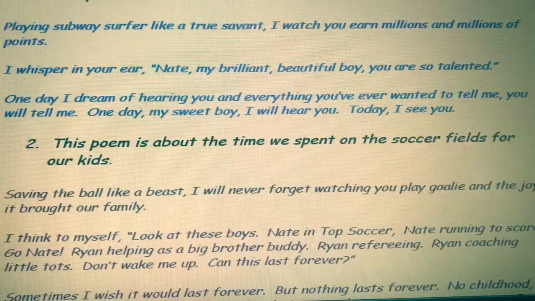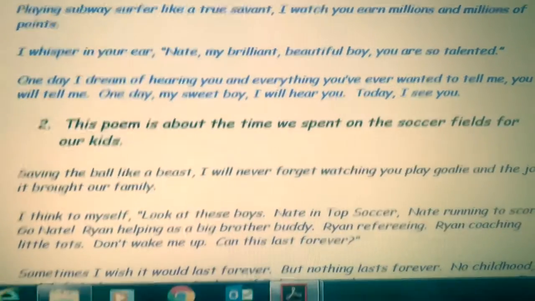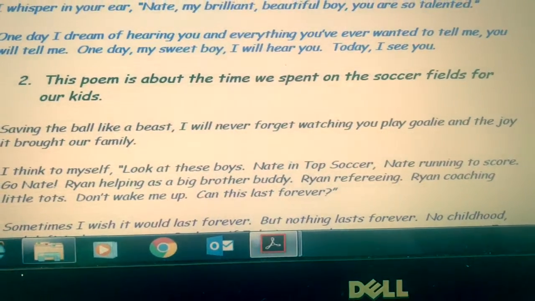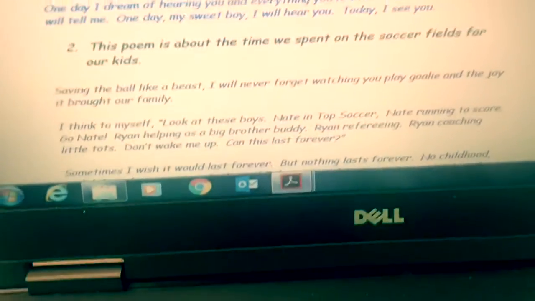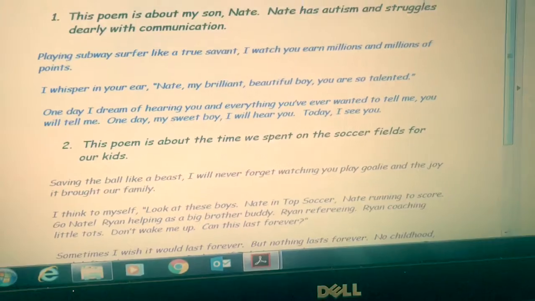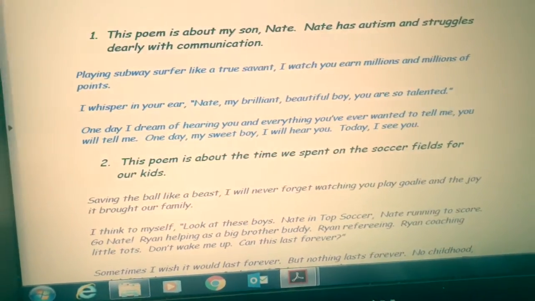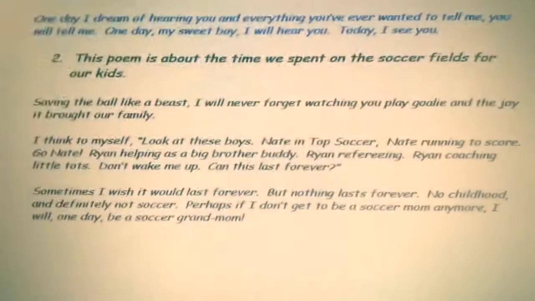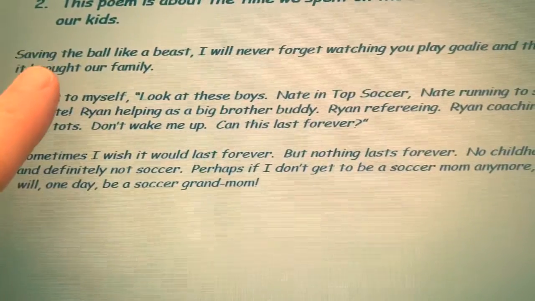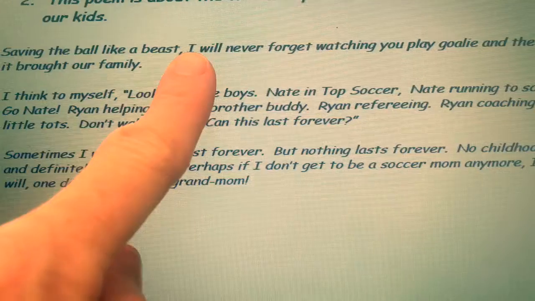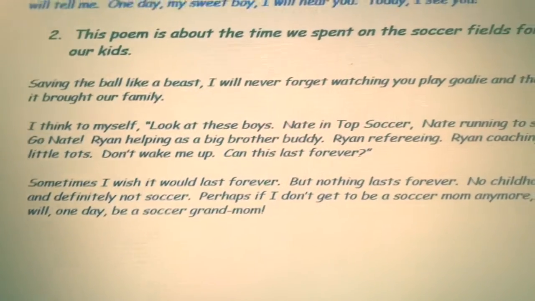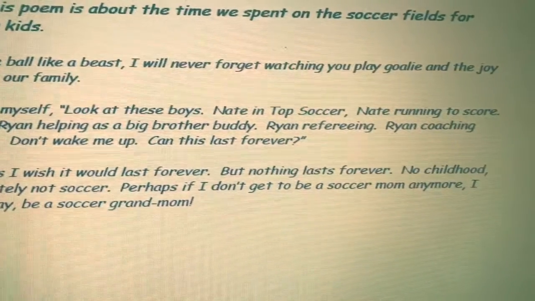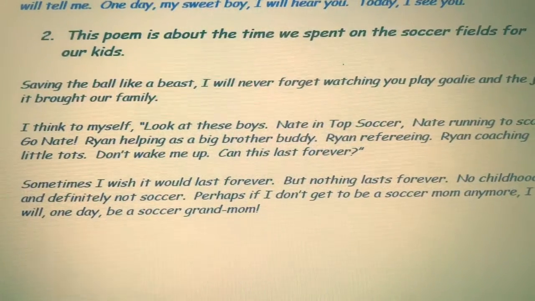Today, I see you. I gave you one more example, and this poem is about our time on the soccer fields as a family, which we have spent quite a bit of time on. So, starting with my flip-flop sentence and a word that ends in ing, and also using a simile, saving the ball like a beast. I will never forget watching you play goalie and the joy it brought our family.